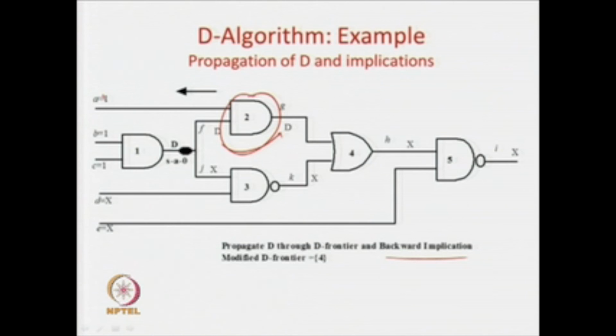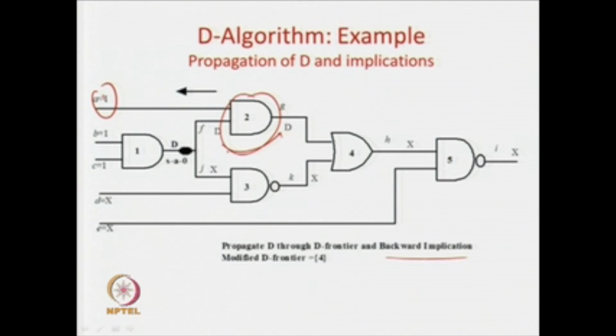So, very strictly you may not call it a J frontier, because with just one input you can very easily do it by backward implication. But in the formal terms in which we are discussing the algorithm, you can say that as this input is unknown, it is a J frontier, and you can easily make it 1 and solve the problem, that is backward, and justify this input so that this fault D is propagated.